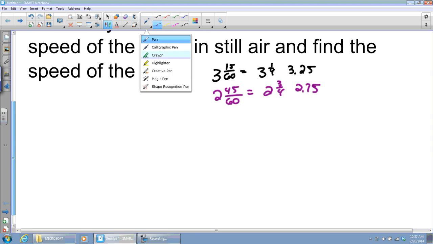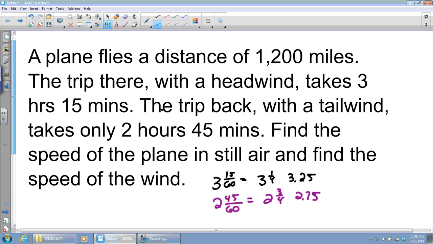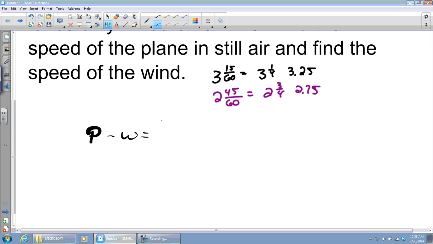So I need the speed of the plane, and the trip there is in a headwind, so the wind is slowing my plane down, and that's why it takes longer. Now remember, this is a speed, and this is a speed. Here I need a speed. So I need the distance, which is 1,200 miles, and I'm going to divide that by the time it takes, because distance equals rate times time.